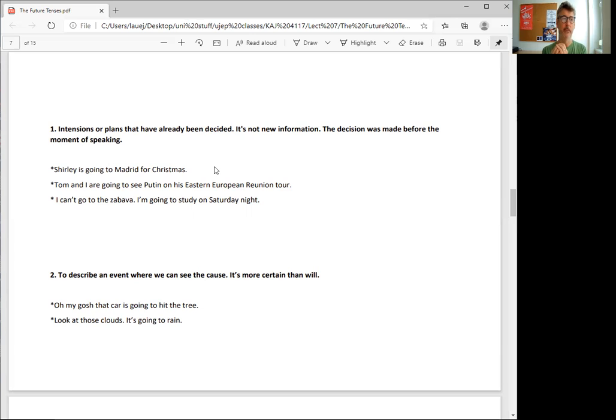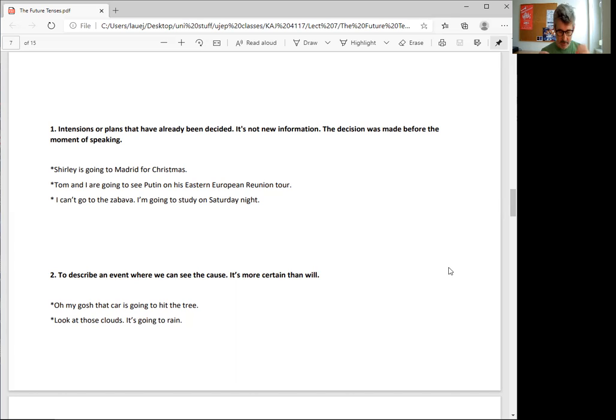And this is the big difference between going to and will. Will is a decision I'm making right now, and going to is a decision that's been made before, all right? That's how you can think of the difference between going to and will. And number 2, it describes an event where we can see the cause. So going to is an idea, there's something more certain about going to than will.